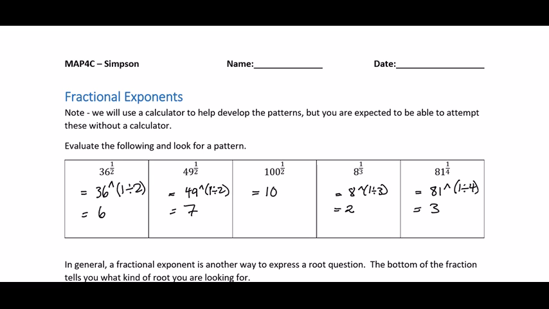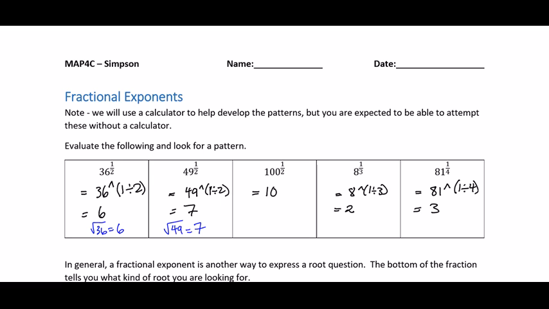For the first one, we call this the square root of 36, which is 6. The next one is the square root of 49. So if you looked at this, you could have done this. The square root of 36 is equal to 6. We could have done this one. The square root of 49 equals 7.